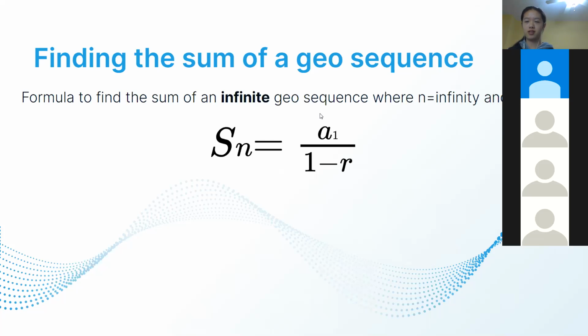And you should probably also write this formula down. This formula is only for the sum of an infinite geometric sequence where the terms are getting smaller and smaller. And again, r is the common ratio and a sub 1 is the first term.